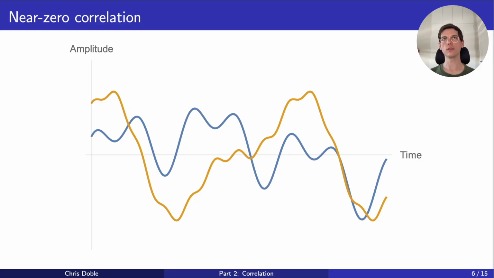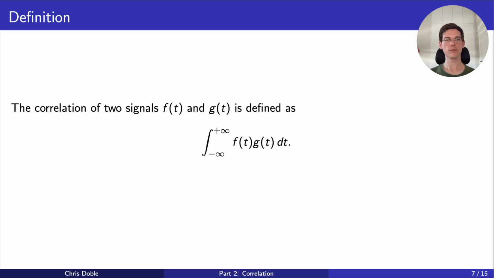Now that we've built a bit of an intuition about correlation, we can introduce the formal definition. If we have two signals, f(t) and g(t), their correlation is defined as the integral with respect to time of their product from negative infinity to positive infinity. At the risk of oversimplifying integration, this is kind of like taking every point in time between negative infinity and positive infinity, multiplying the values of the signals at those times, and summing the results.